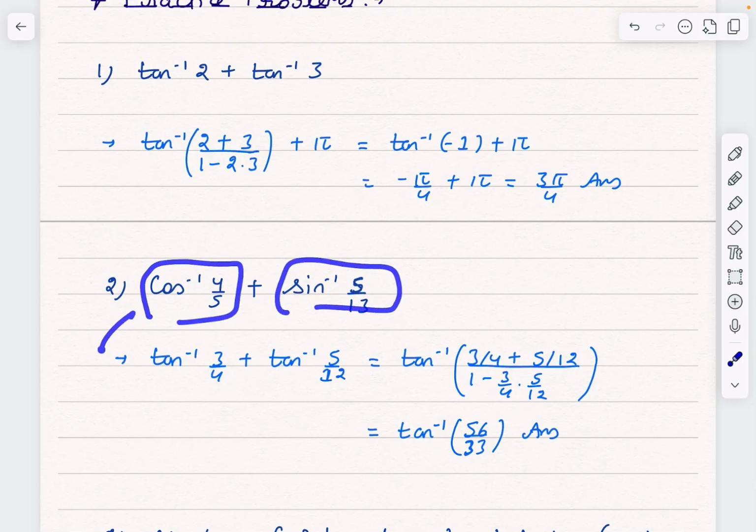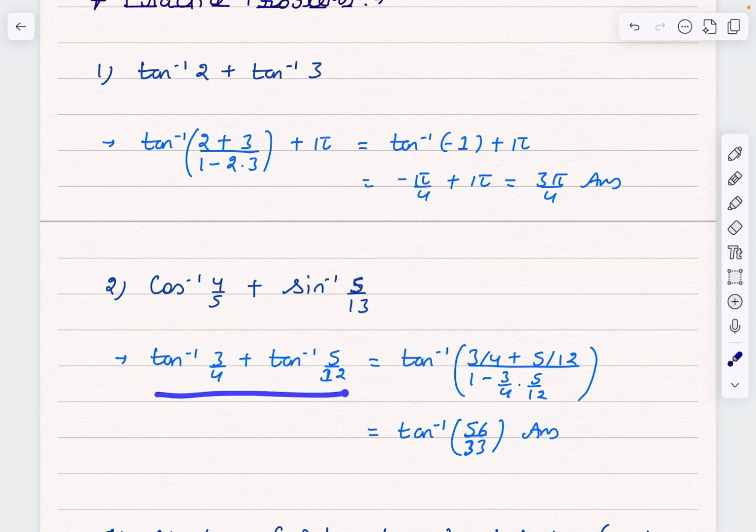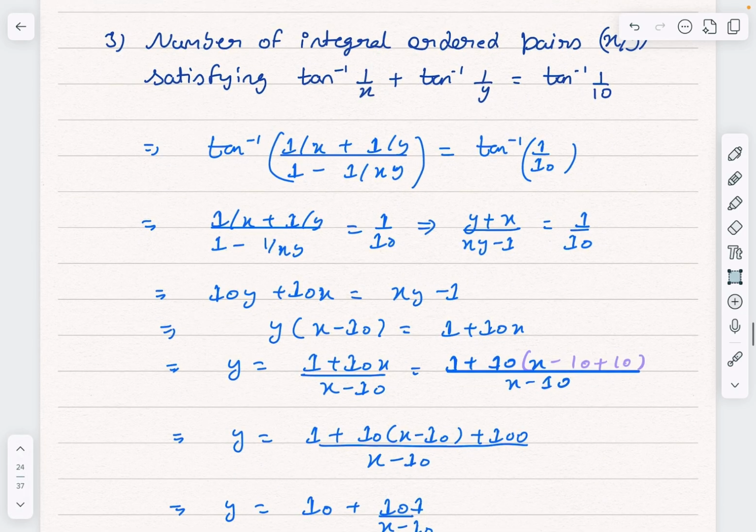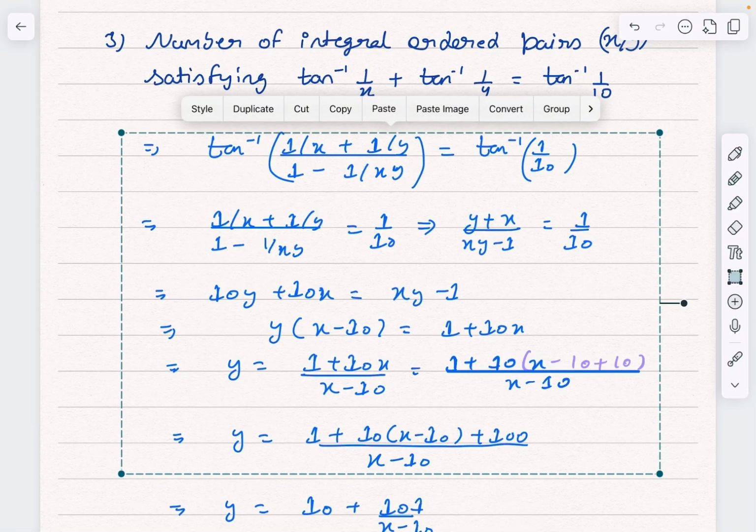So this will become tan inverse 3 by 4, this will become tan inverse 5 by 12. And then you can use the formula. You get tan inverse of 3 by 4 plus 5 by 12 divided by 1 minus 3 by 4 into 5 by 12. In this case, denominator will be positive. So directly we can use the regular formula. You get tan inverse of 56 by 33. This is your final answer. Okay, now we'll discuss a typical problem. I'll give you time to try.